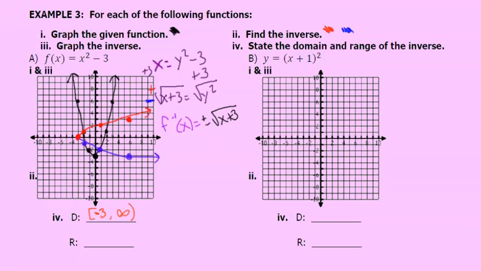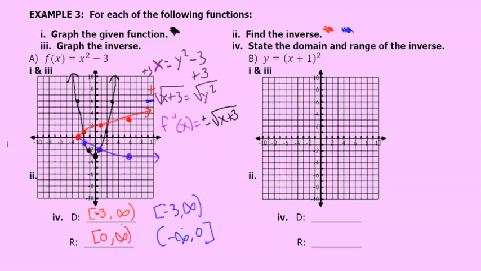So the domain of the red one, the positive square root of x plus 3, would be from negative 3 to infinity. And then for the blue one, the domain would also be from negative 3 to infinity. The range will change though. The range for the positive one is from 0 to infinity. But for the negative one, you'll have negative infinity to 0.